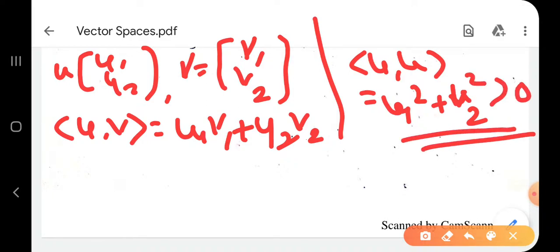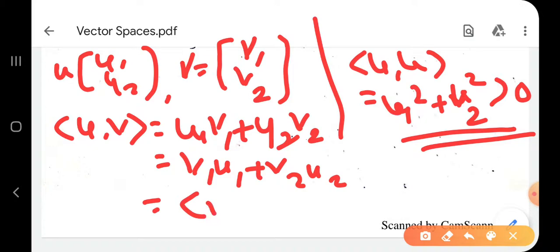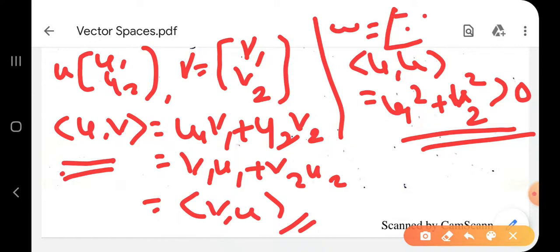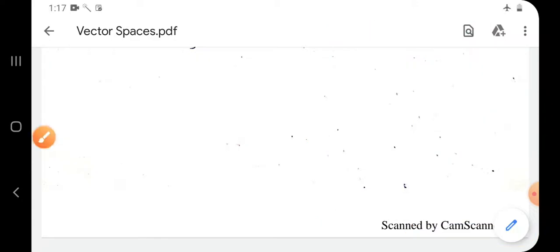The first condition is satisfied. For the second condition, you can write this inner product of u and v as v1 u1 plus v2 u2, so I get the inner product of v and u. So the second condition, symmetry or commutativity, is also satisfied. Now the third one is the linearity property, and for it you require one more vector. I take w equal to (w1, w2). This is the one more vector I required, and now I can do the calculation.